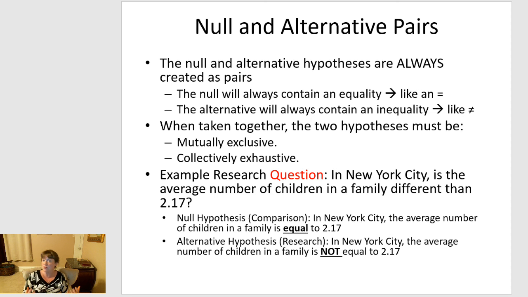Your alternative research hypothesis is going to be not equal to some value, as an example. And so when taken together, these two events are mutually exclusive. If the average is equal to some number, then that mutually excludes that it's not equal to some number, right? And collectively exhaustive, meaning there are no other options. Equal to or not equal to, I can't think of any other options, right?